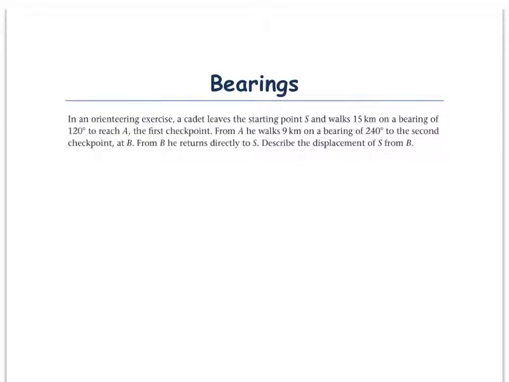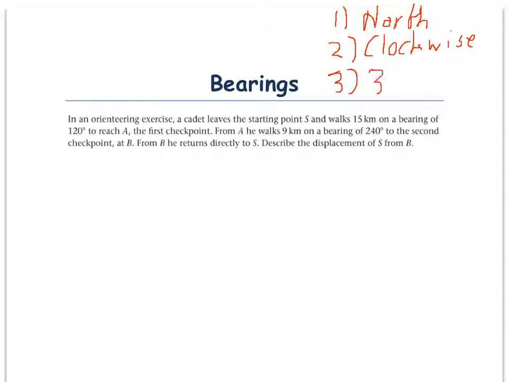Bearings. Now, from GCSE, you should remember that bearings have three important facts. These are, one, that they go from north, two, they always go clockwise, and three, they always have 3 digits. So, for example, if you had 53 degrees, that's 053 as a bearing. Right, let's look at an example involving bearings.